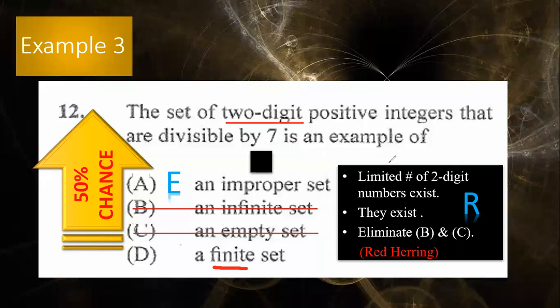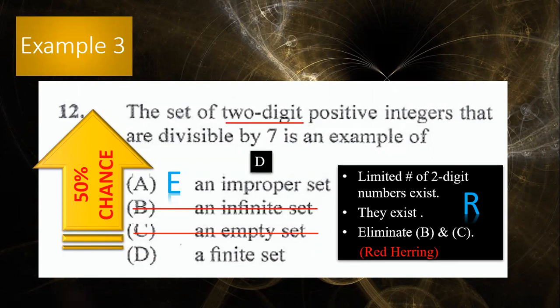Yeah. So if we know there are a limited number of two-digit numbers, and I see finite and I see improper, first of all, not many people understand what improper means. I'm going to eliminate between A and E. The best answer for me is the one I'm more sure about. What are you more sure about? Improper set or the finite set? Answer yourself truthfully. I imagine you're more sure about the finite set. So the answer is actually D.